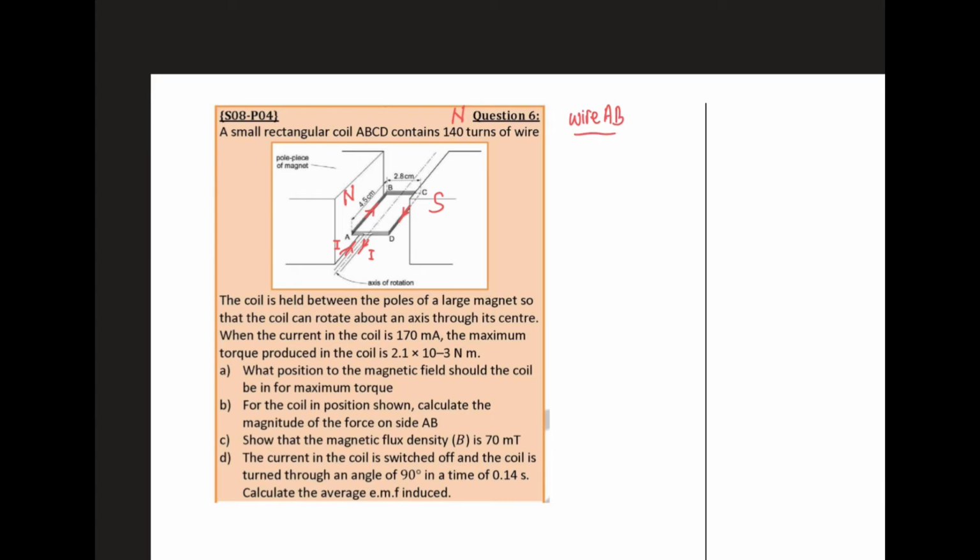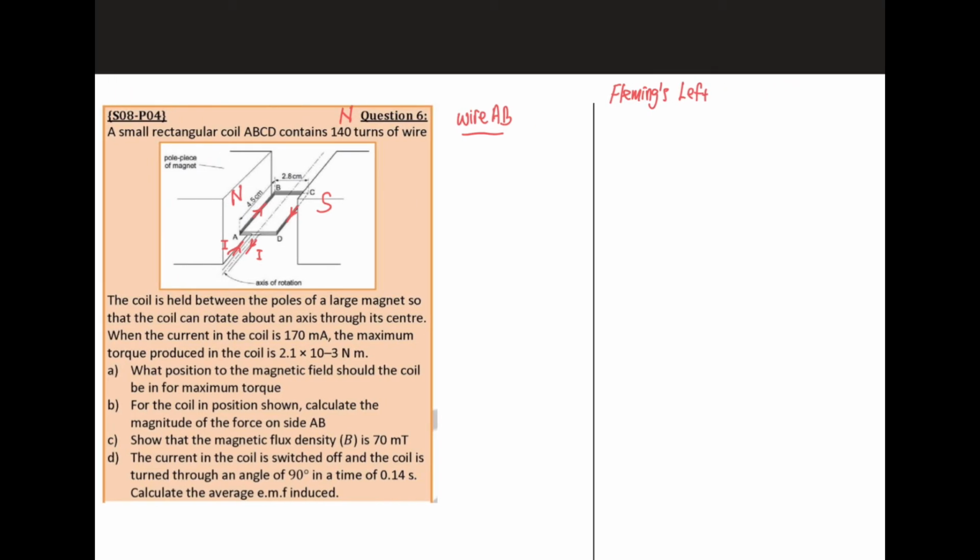Okay, now you have to determine, should I use Fleming left or Fleming right? You have to determine that also. So, Fleming left is B plus I becomes F. Fleming's right is B plus F to induce EMF or induce current.